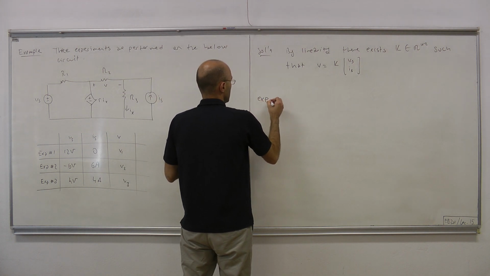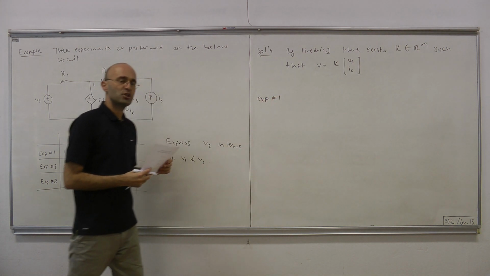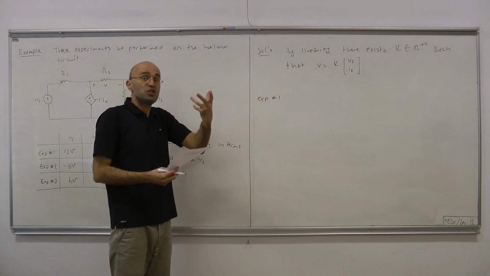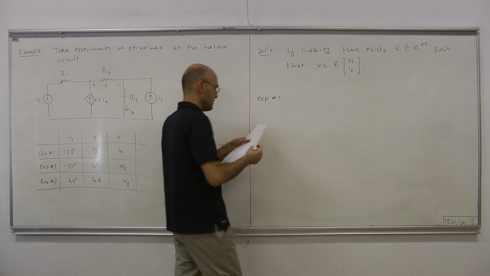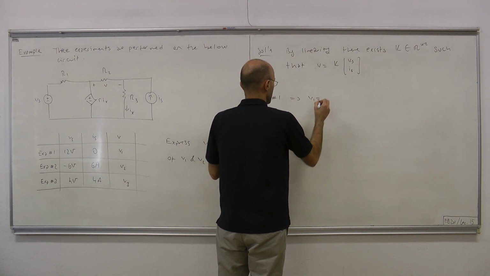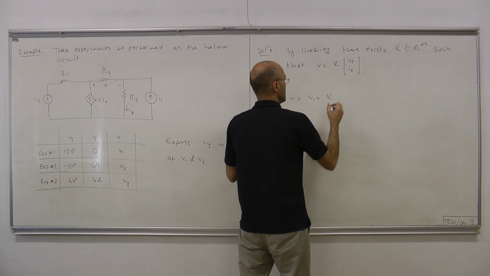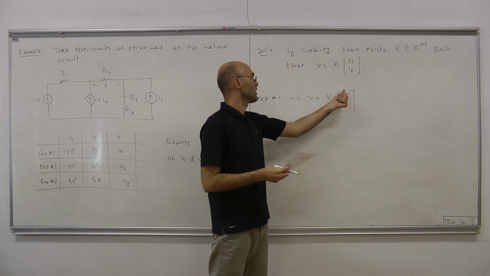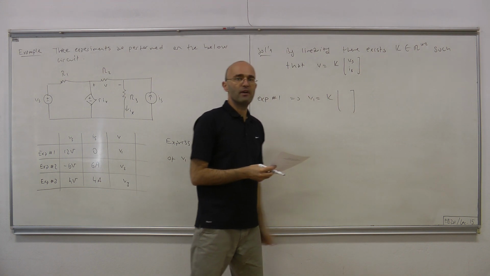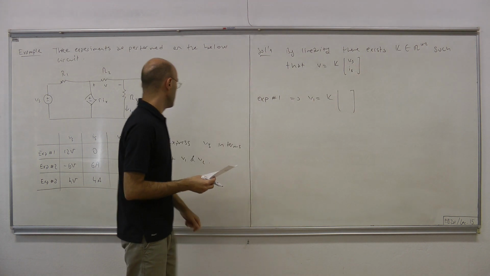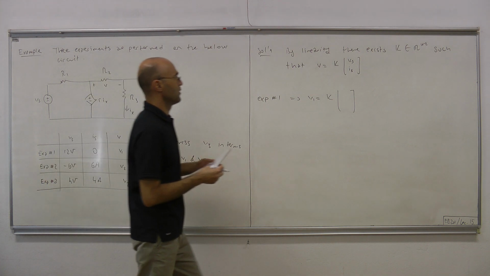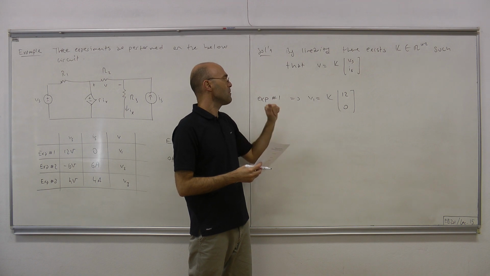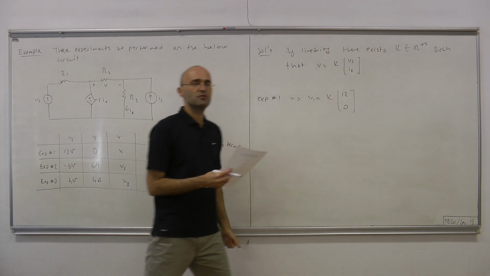So let's express experiment 1 in terms of that matrix, which at this point we don't know. Experiment 1 means that V1 must equal K times, this is our gain matrix, we don't know what it is, but for experiment 1 we know the input vector, because it's given in the table. Vs is 12 volts and Is is 0. So whatever K is, V1 must equal that K times this vector [12, 0].